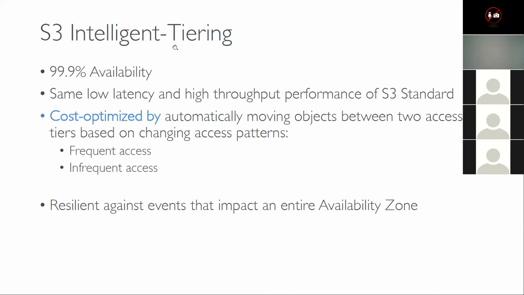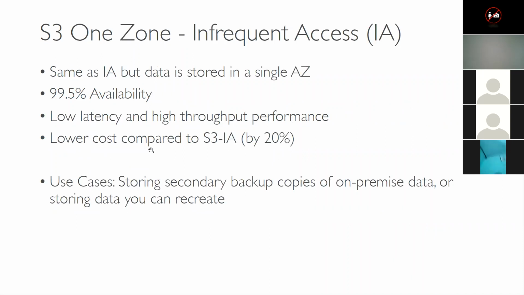There's another type of storage, intelligent tier. Same low latency, high throughput, and designed for frequent and infrequent access. It automatically moves objects between the 2 access tiers. Let's say you have infrequent access of every 60 days only. It can also move to frequent access, where you can access it every day. Your data just slides between them.